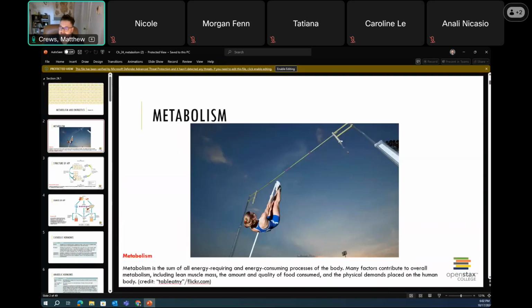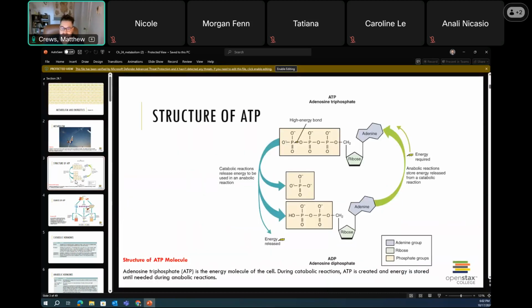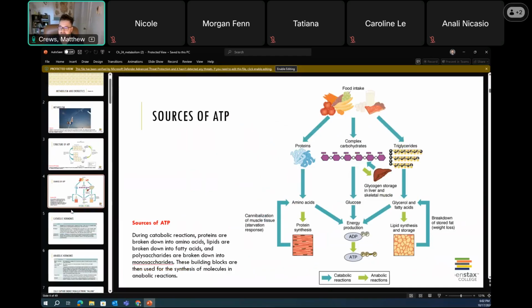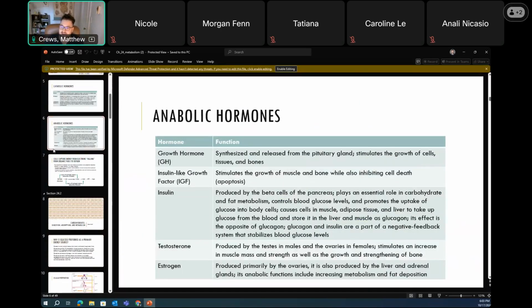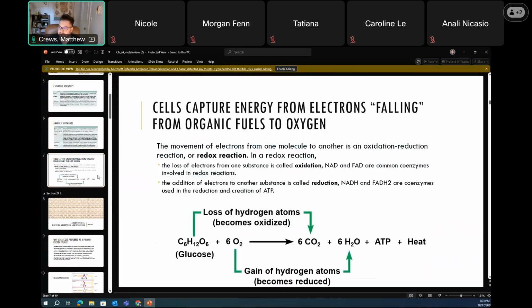So we talked about metabolism. Those three things that you can break food down into are carbs, fats, and proteins, and all of that ends up as energy, ATP eventually. ATP is the currency of energy in the cells. And there are some hormones that regulate that, which you should know.